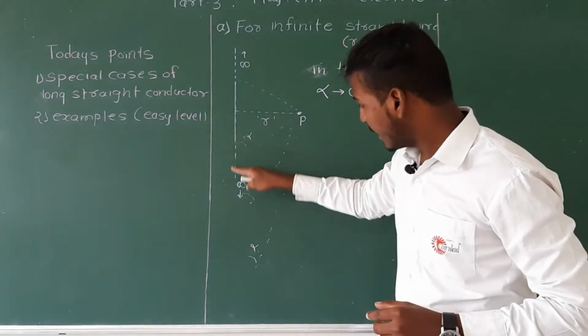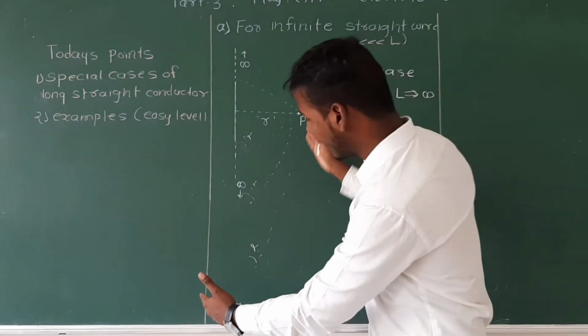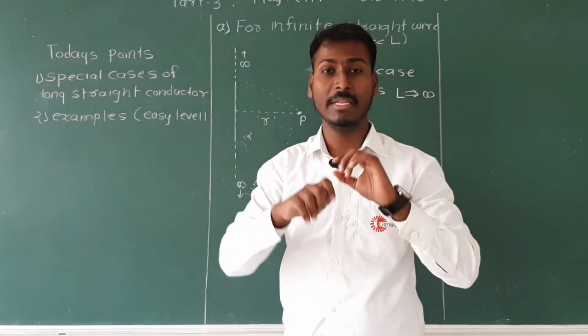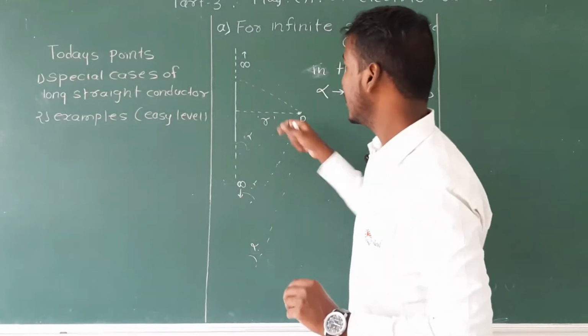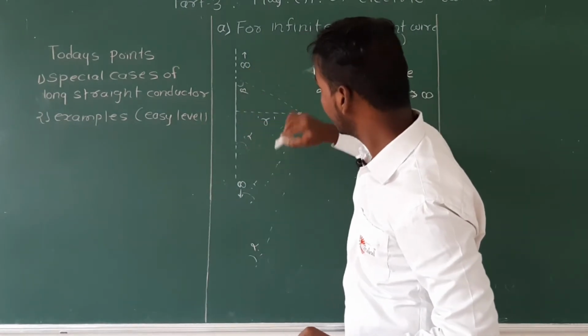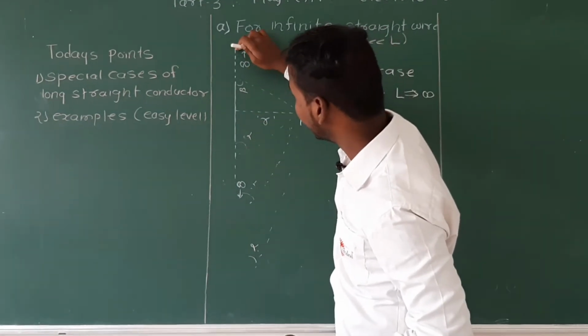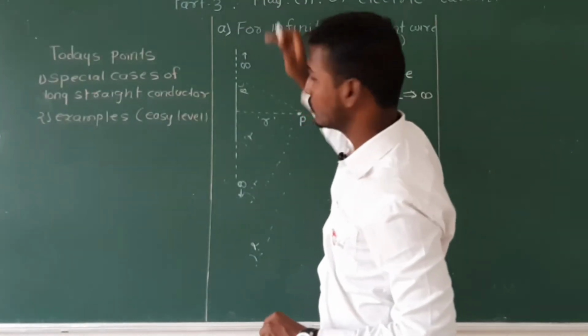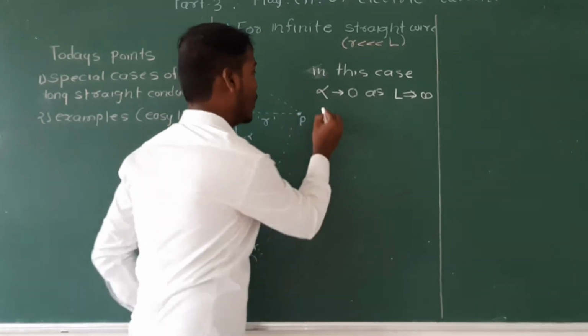So when this length is going to infinity, the angle will not be like this, it will be like this. So at the bottom alpha will be nearly equal to 0. Similarly, we took this angle as beta. If I draw here, this beta will be small as compared to this beta, and it is going to infinity.